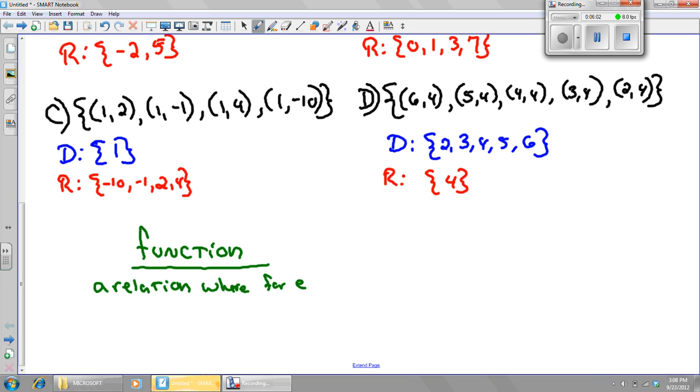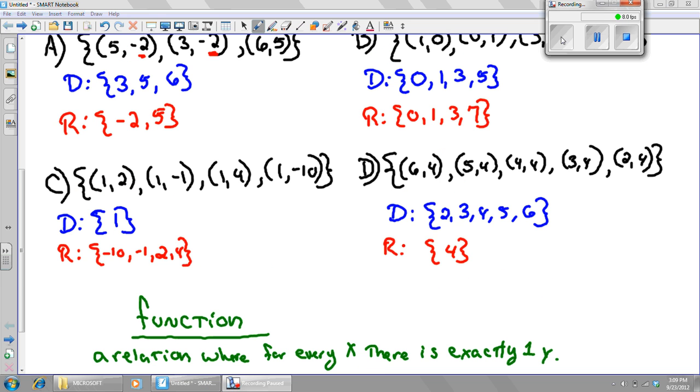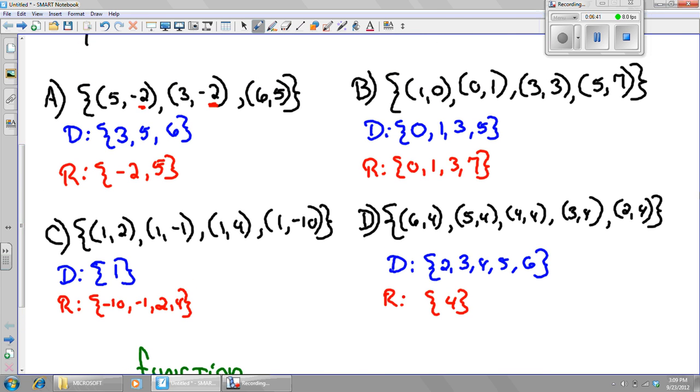for every x, a member of the domain, there is exactly 1 y. So what it means is, if I list a member of the domain, it can only go to one member of the range. If I have a member of the domain going to more than one member of the range, then I do not have a function.